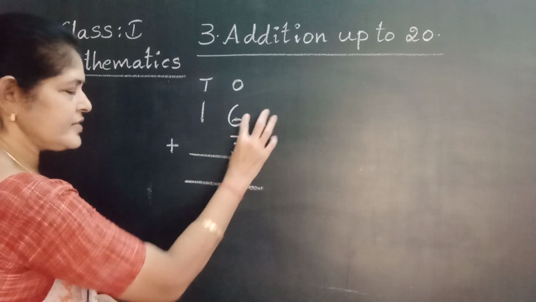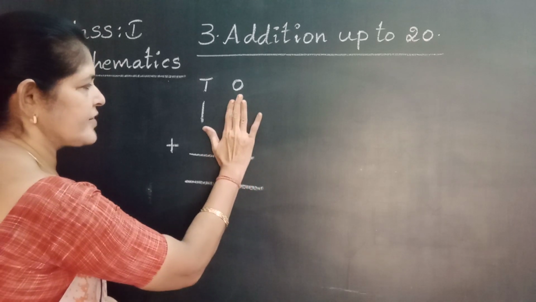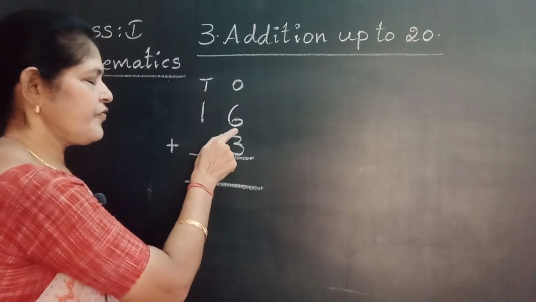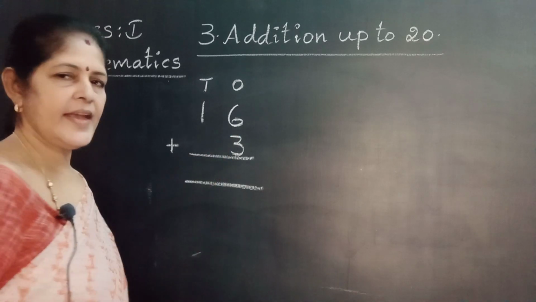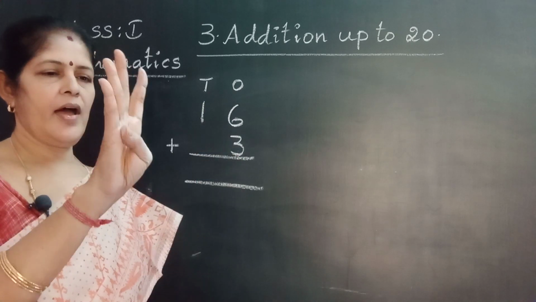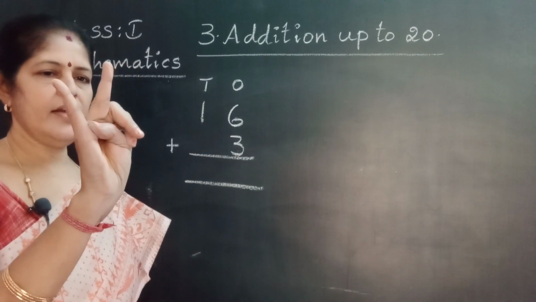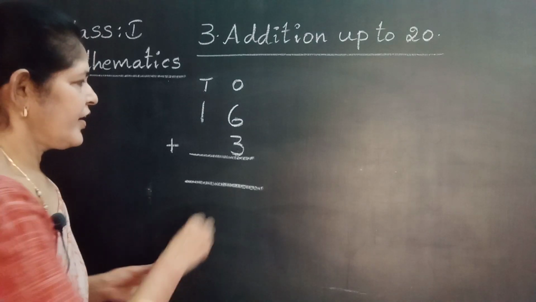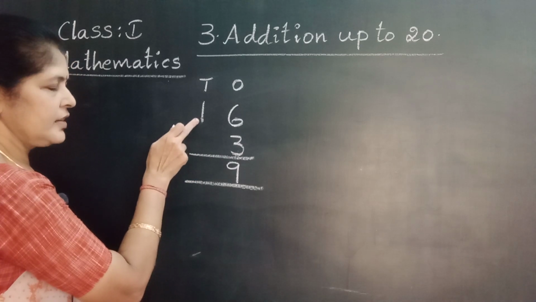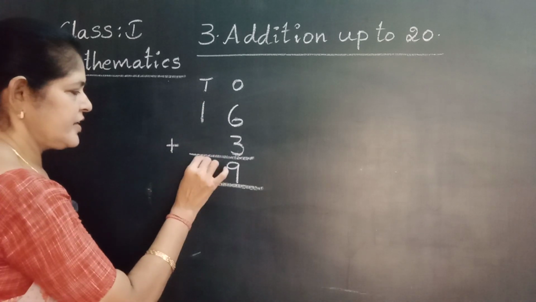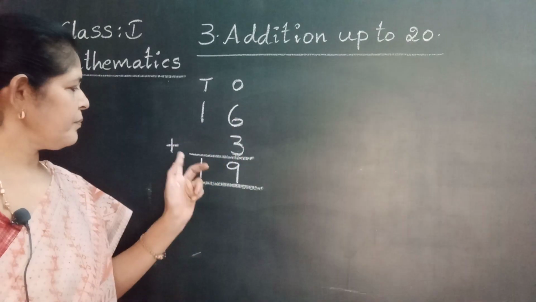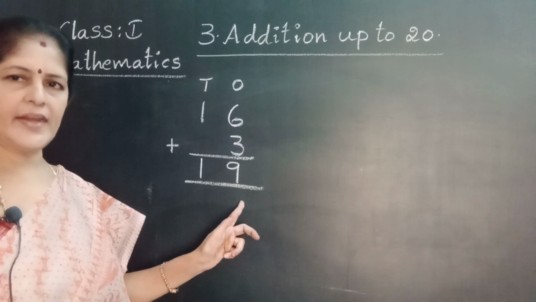First adding ones, write in the ones place. This is ones place, this is tens place. Start from ones place. What is the first number? 6. Come on, take 6 fingers. 3 after 4, 5, 6, 7, 8, 9. 9 write in the ones place. Now here no tens. Bring down this tens number. Write as it is here. Now the total is 19. 16 plus 3 equal to 19.